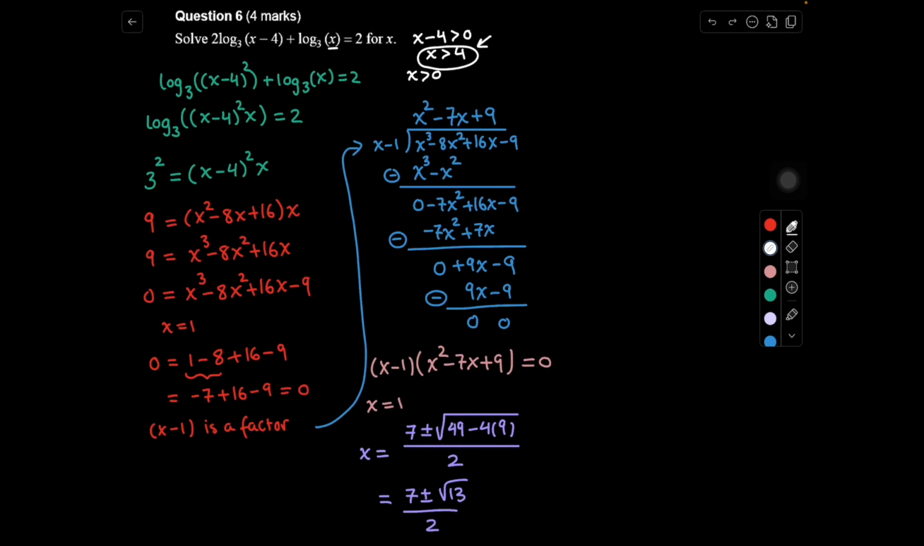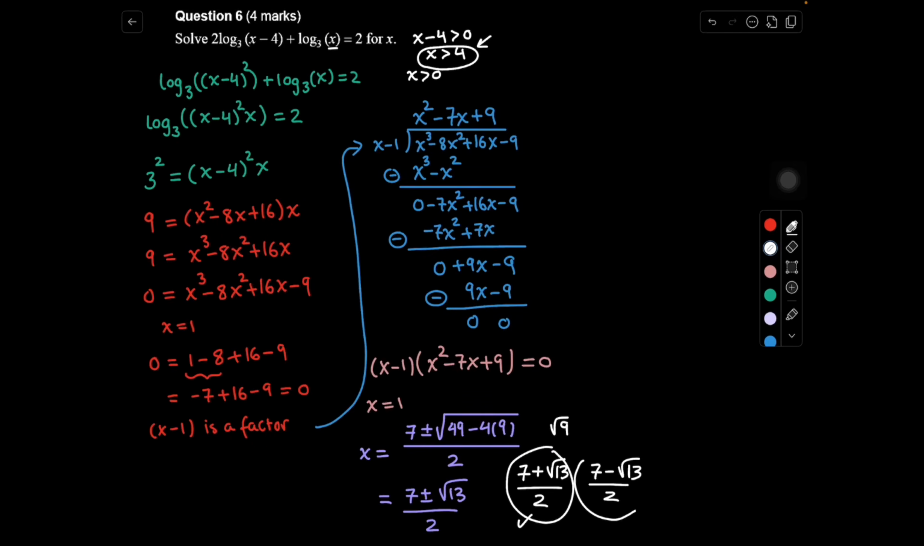And then we have 7 plus root 13 over 2, and then 7 minus root 13 over 2. Well, 7 over 2 is 3.5. And what is root 13 close to? Well, we know the square root of 9 is 3, so this has to be a bit bigger than that. So what's 7 plus 3? 10. And you divide that by 2, so that would get you 5 if it was root 9 instead. So this means this is guaranteed bigger than 5. So this answer is good.